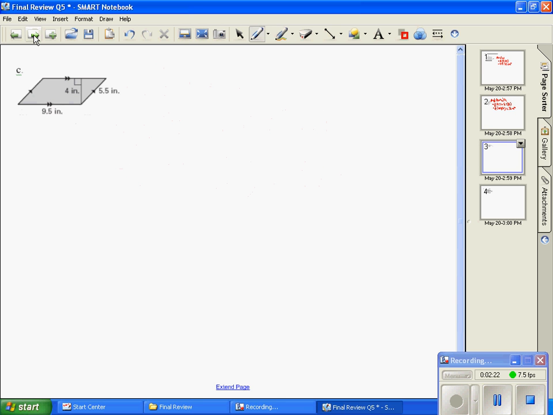Okay, this next shape is a parallelogram. The reason we know that is because they show us that opposite sides are parallel. So that's a very good clue right there. So the formula for the area of a parallelogram is base times height. Okay, and again, the height refers to the height that's perpendicular to the base.